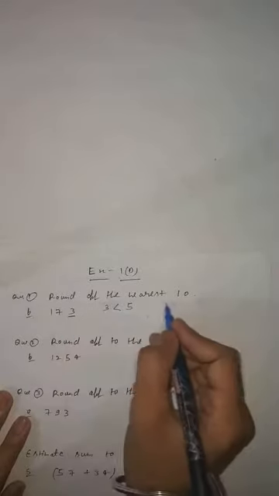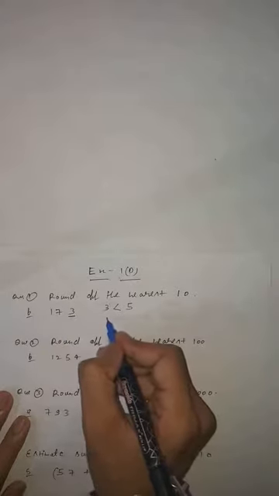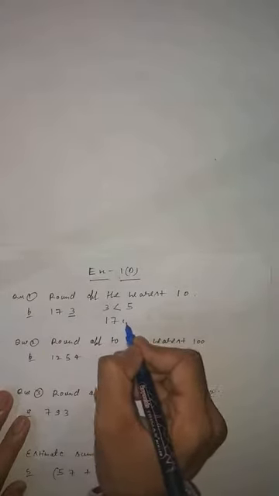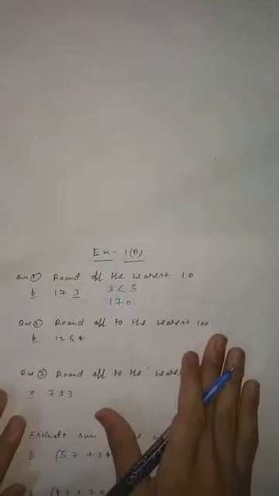So round off to the nearest 10. You will see the nearest ones. Ones is 3. 3 is less than 5. So it will become 0 and this will become 170. Clear students? Now come to the next question.